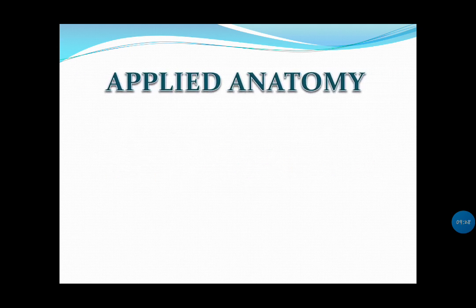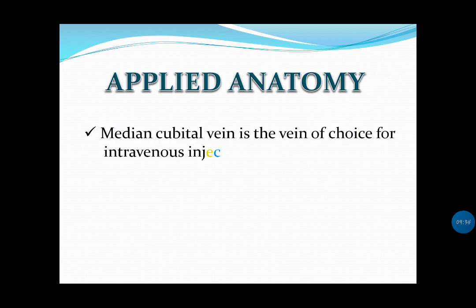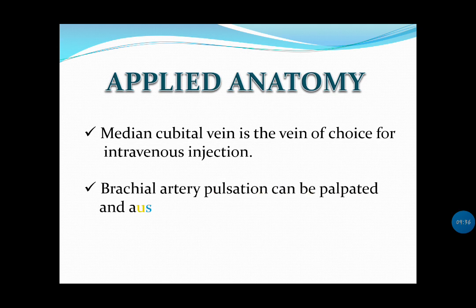So next, this is the final heading to be covered in the cubital fossa. So first point, the median cubital vein, which we have seen in the superficial fascia. This vein, as it lies superficially, is the most commonly chosen vein for intravenous injection. Next we have the brachial artery. So this brachial artery here in the cubital fossa, its pulsations can be felt, that is palpated and auscultated for recording blood pressure.